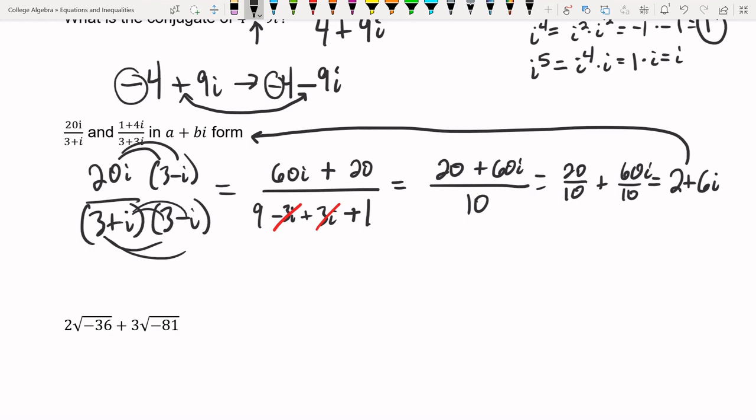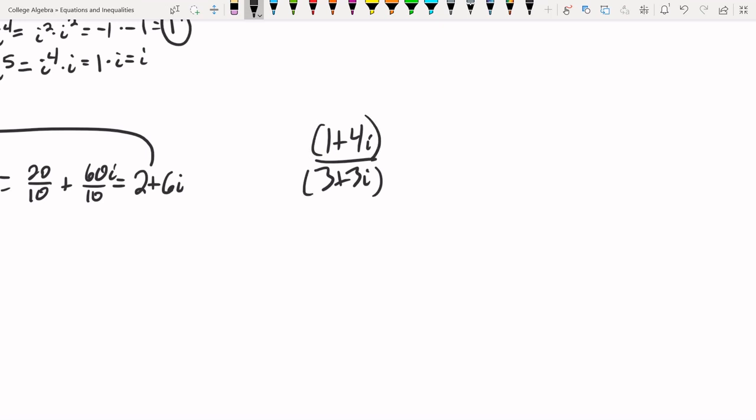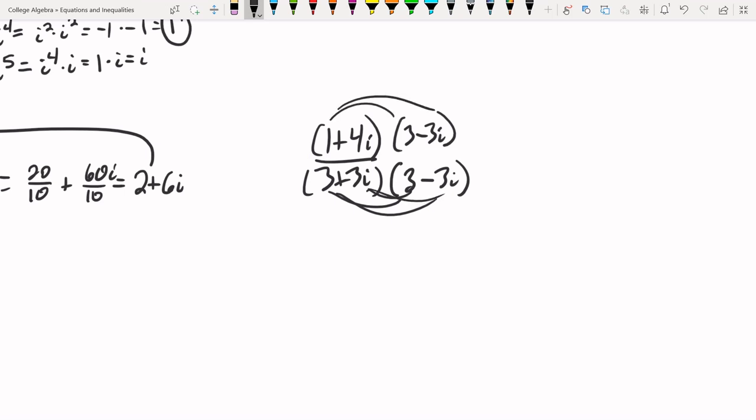Okay, let's look at this next one. I'm going to move over a little bit. 1 plus 4i over 3 plus 3i. To do this, all we have to do is multiply by the conjugate of the denominator, 3 minus 3i, and FOIL it all out. A lot of foiling. Okay.